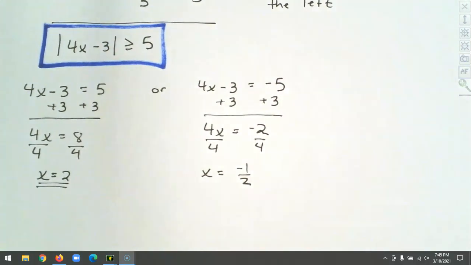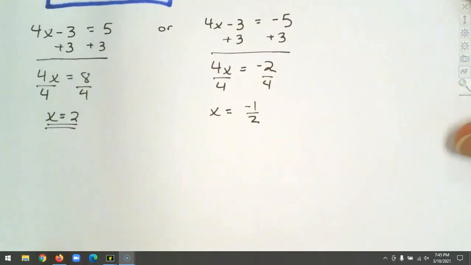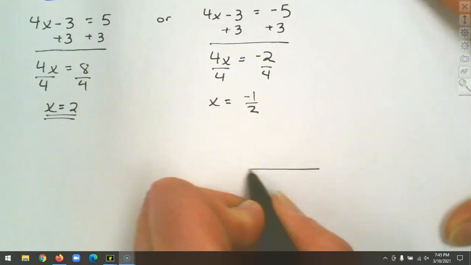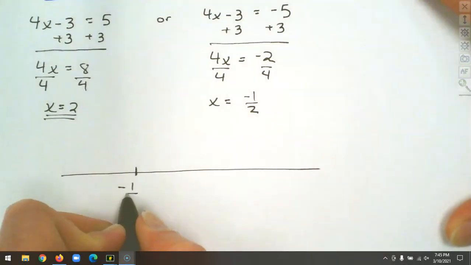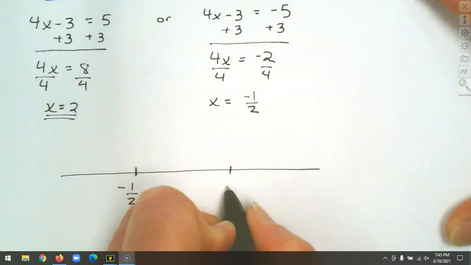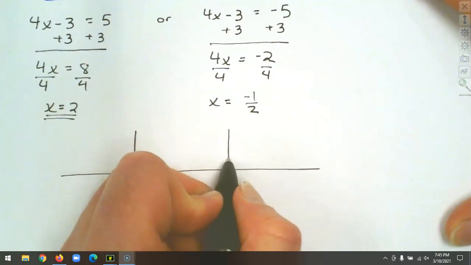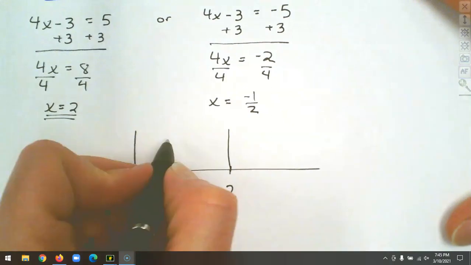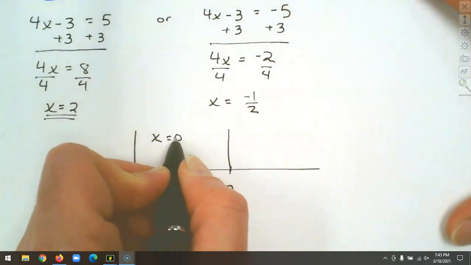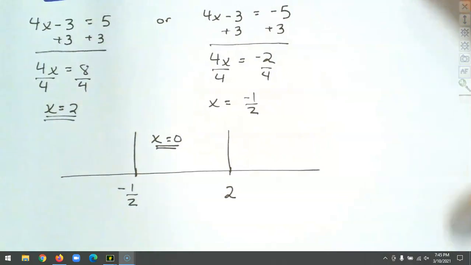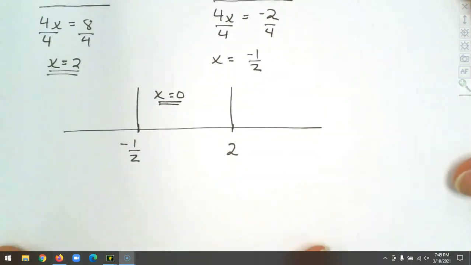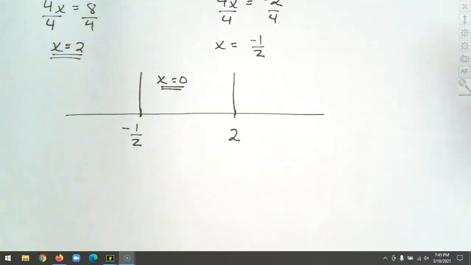Okay, so we got our 2 equations. We solve them. Now, because this is an inequality, we have to put them on a number line and we have to check. So let's go ahead now and put our numbers on the number line. And we've got a minus 1/2 and a positive 2. And the easiest number to check, if possible, is going to be 0. And so where's 0 at? 0 is right here in the middle, because 0 is in between the minus 1/2 and the positive 2. You only have to check 1.